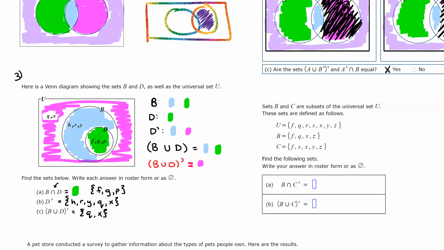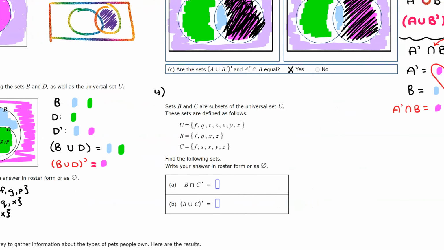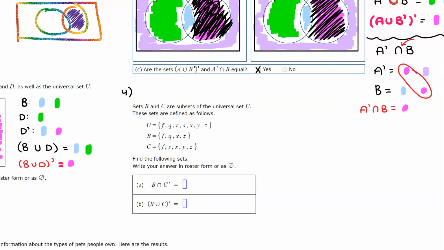Now, what do you do if you don't have a picture? Well, you can draw a picture, or you can just write it out. You don't have to have a picture with these colorful rooms. So let me show you how to do it without a picture. So here, sets B and C are subsets of the universal set, and these sets are defined as follows. U is F, Q, R, S, X, Y, Z. B is F, Q, X, Z, and C is F, S, X, Y, Z.